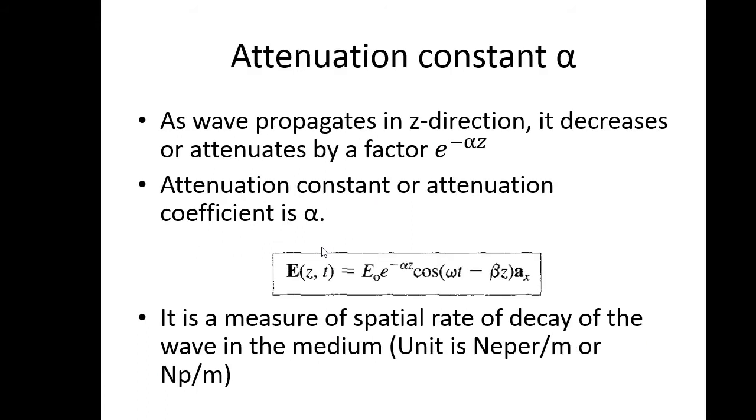And now attenuation constant. So you know that gamma is equal to alpha plus j beta, where alpha is the attenuation constant. Okay. It is a measure of the spatial rate of decay of the wave in the medium. Attenuation or rate of decay is given by attenuation constant or attenuation coefficient. It is given by the value alpha. So for a positive traveling wave, this is the format: E0 e raised to minus alpha z into cos(omega t minus beta z) into unit vector ax. Okay.